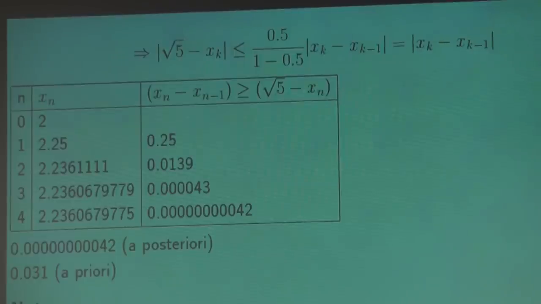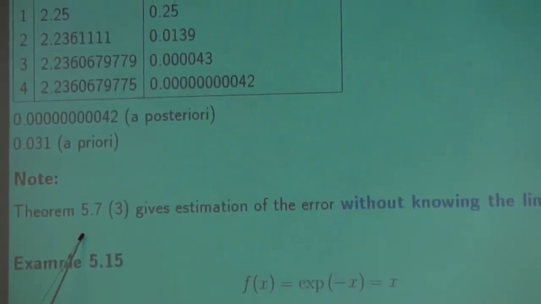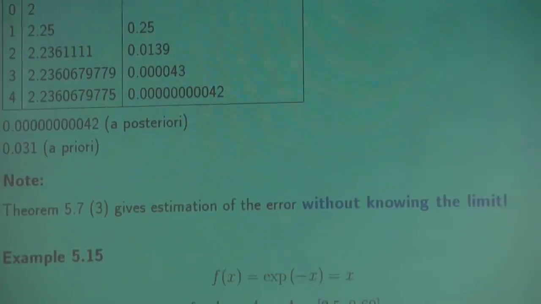Let me again mention that our Banach fixed point theorem gives us an error estimation without knowing the limit. That's of course very important, because if we would know the limit, we would not apply fixed point iteration if we would know it in advance.